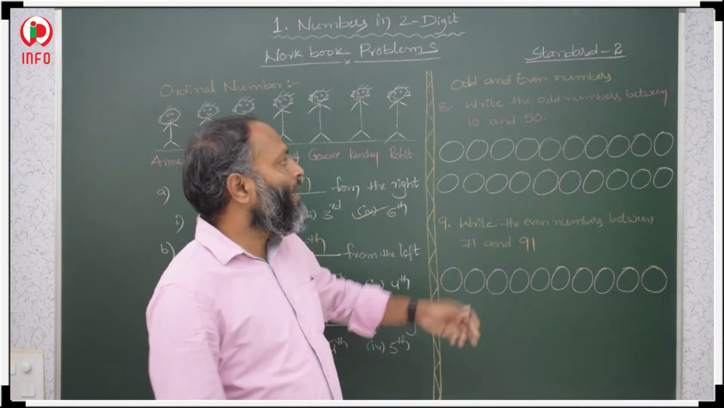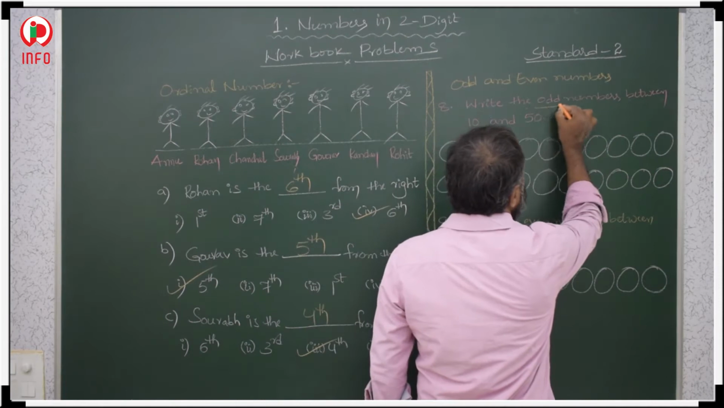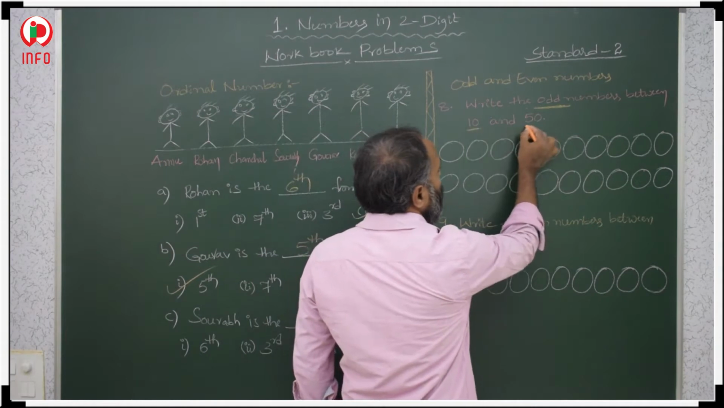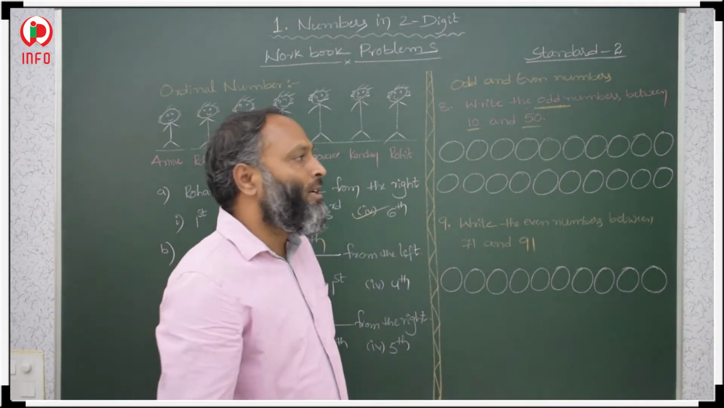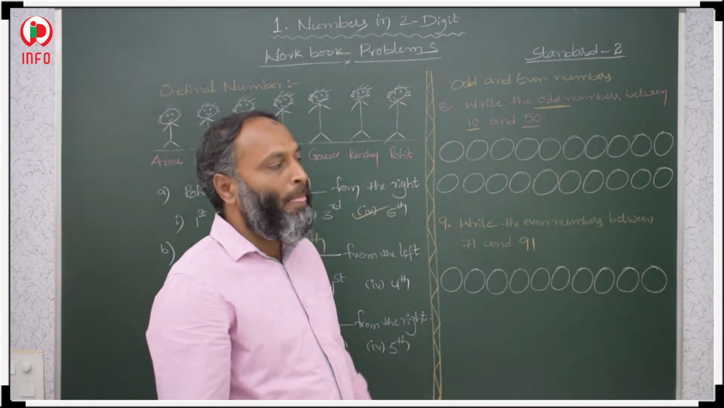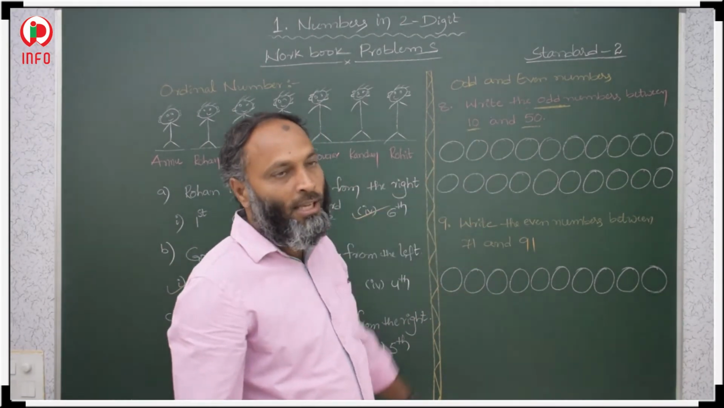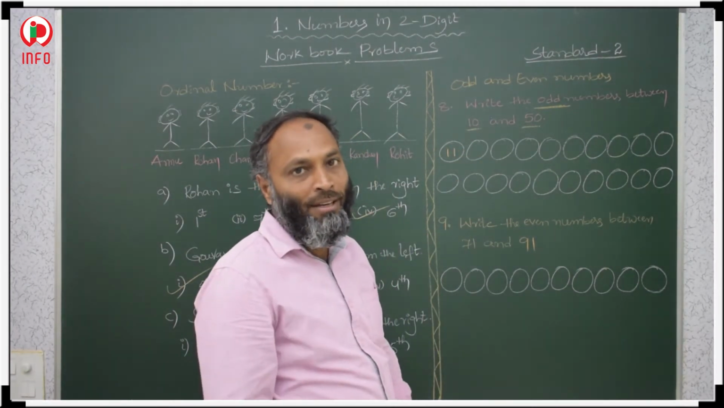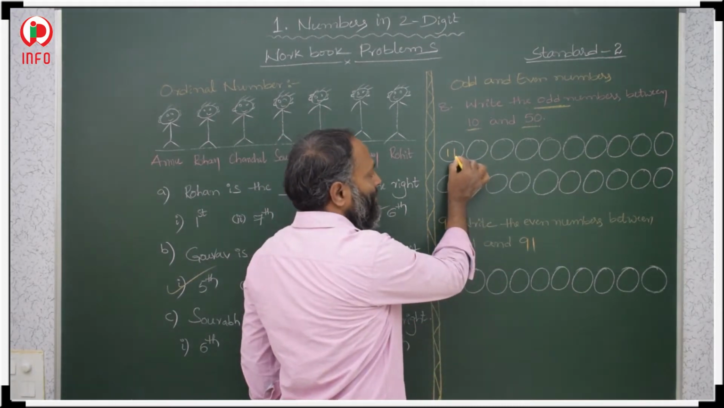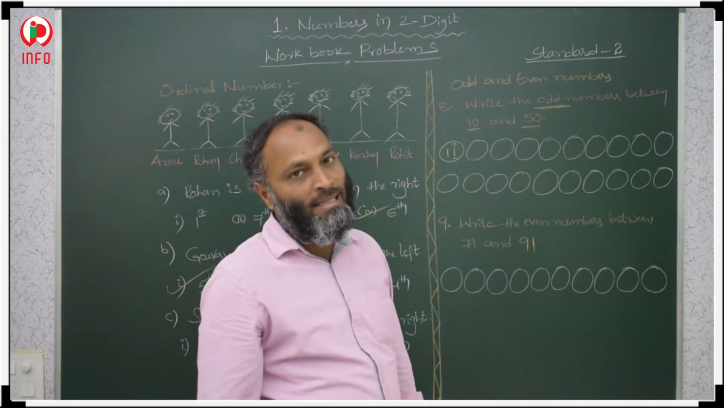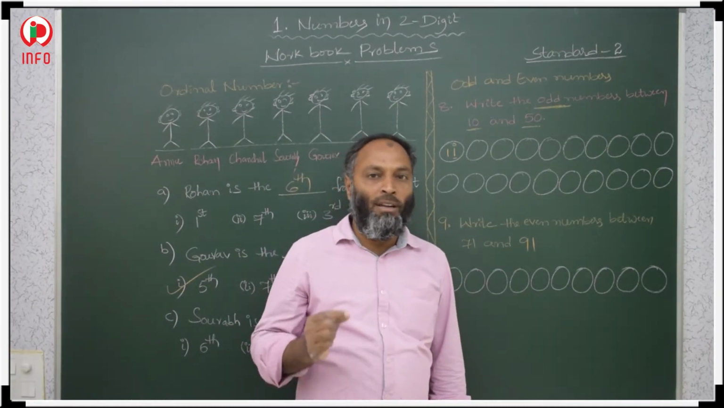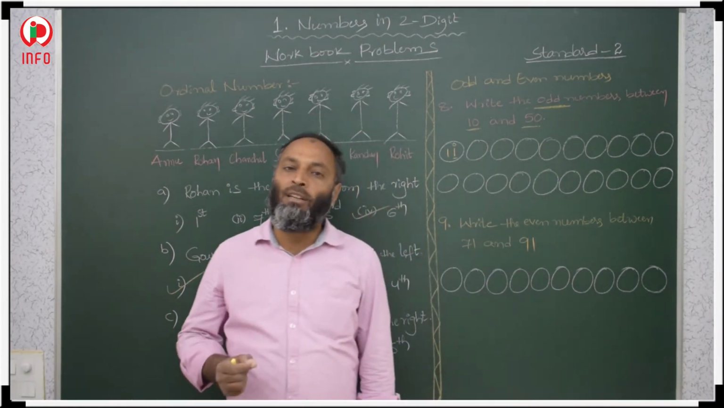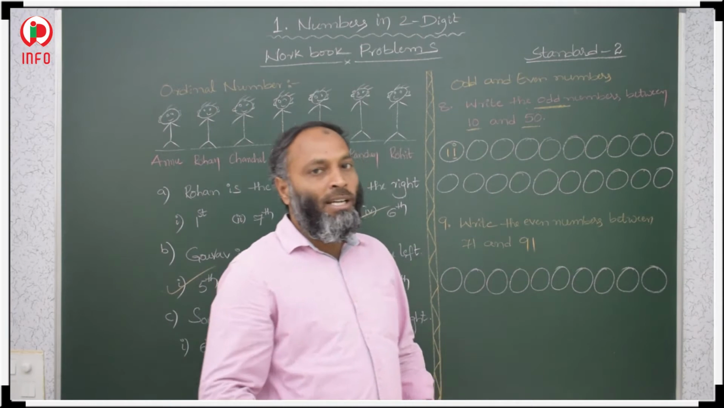So here he is asking to write odd numbers between 10 and 50. So 10 is an even number. Why? Because there is a 0 in the ones place. Then 11 is an odd number. To check whether a number is even or odd, we have to check the last digit, the ones place. If the ones place of a number is odd, the number is odd. If the ones place of a given number is even, the number is even.